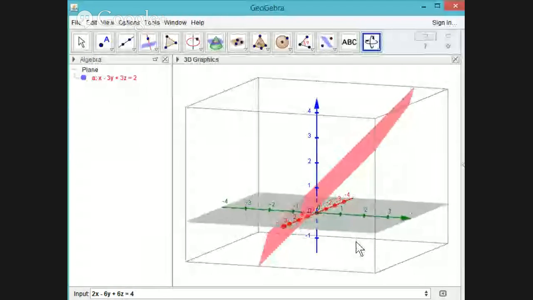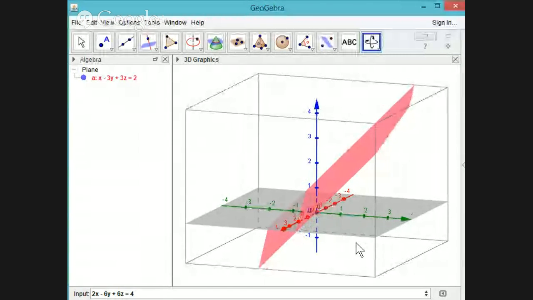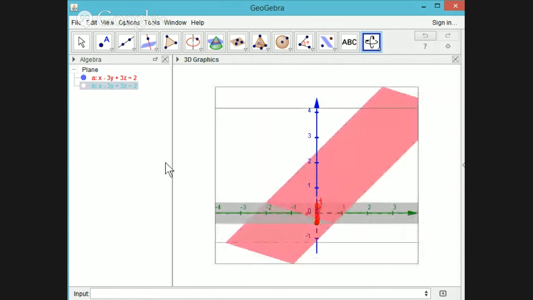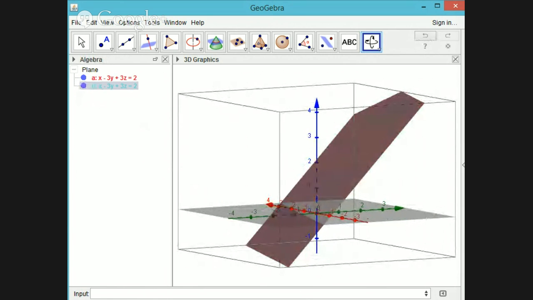Okay, GeoGebra is awesome because it is free and it now has 3D plotting capabilities. So here I've put in x minus 3y plus 3z equals 2. Now, if I sort of naively type the second equation down here and press return, oh, nothing's really changed. It simplified the equation for me too, but it's just the same plane. Okay, it's definitely the same plane.